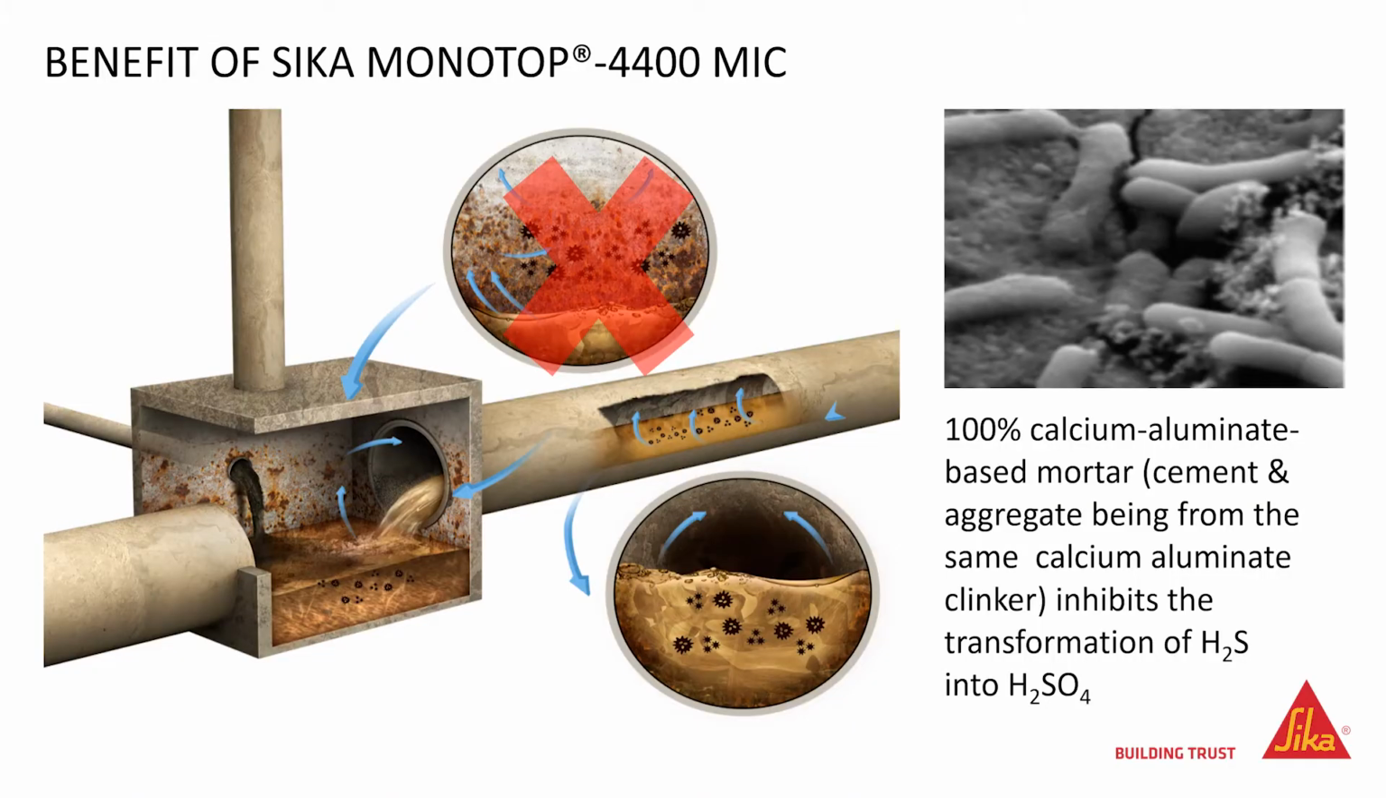But why are these aluminate mortars, and in particular Sika Monotop 4400 MIC, efficient to mitigate biogenic corrosion? In a nutshell, it prevents the transformation of hydrogen sulfide H2S into sulfuric acid H2SO4. However, there is more than this to this statement. The next few slides will explain in more detail how these aluminate mortars are efficient to mitigate biogenic corrosion.